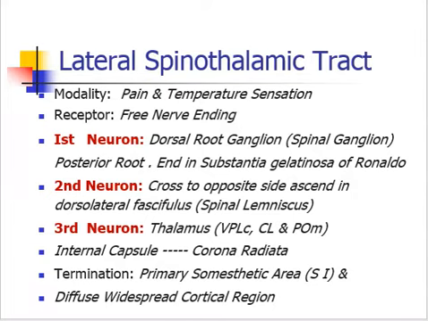Along with the anterior spinothalamic tract fibers, third order neuron fibers go to the somatic sensory cortex of the cerebral cortex. As for the functions, the fibers of the lateral spinothalamic tract carry the impulses of pain and temperature sensation. Fibers arising from the marginal nucleus transmit impulses of the first pain sensation. Fibers arising from the substantia gelatinosa of Rolando transmit impulses of slow pain and temperature sensations.